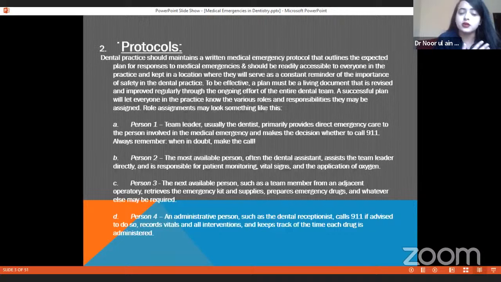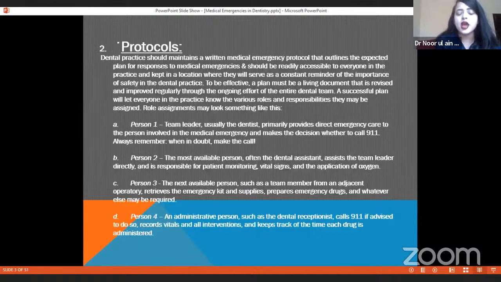Number two, the second person is the most available person, often the dental assistant who is nearby, who assists the team leader directly and is responsible for patient monitoring, vital signs, and application of oxygen. Person three is the next available person, such as a team member from an adjacent operatory, who retrieves the emergency kit and supplies, prepares emergency drugs, and whatever else may be required.